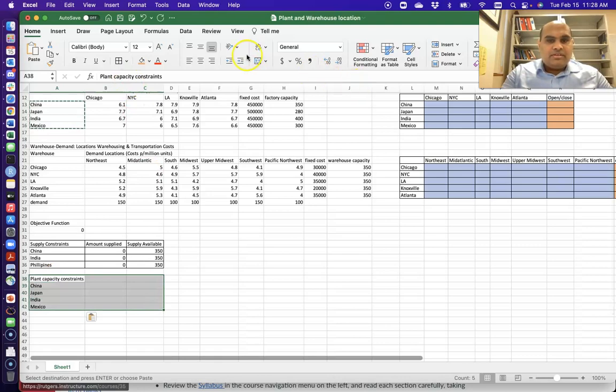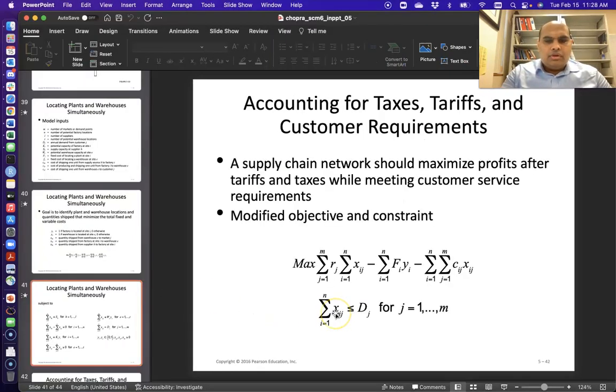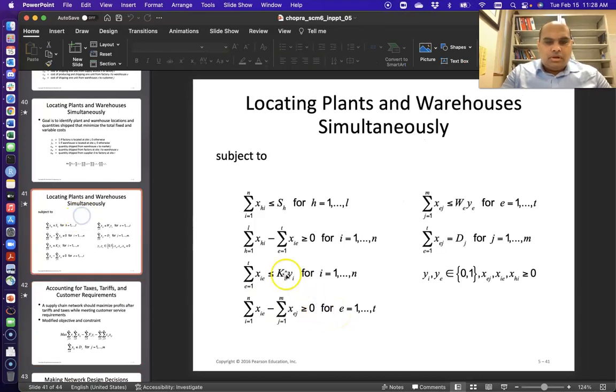So these are capacity constraints for the plant. If you look here, you will notice, these are the capacity constraints for the plant. We are saying that any items that are shipped from the plants to the warehouses cannot exceed the number of units, the capacity of the plant that you have. Now, we have the transshipment constraints here first, and then the plant capacity constraints.